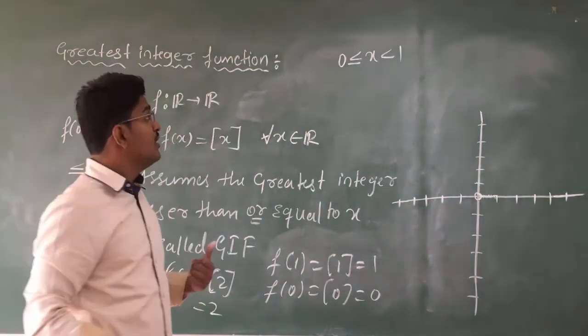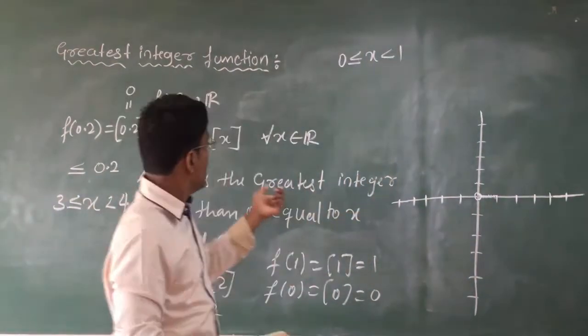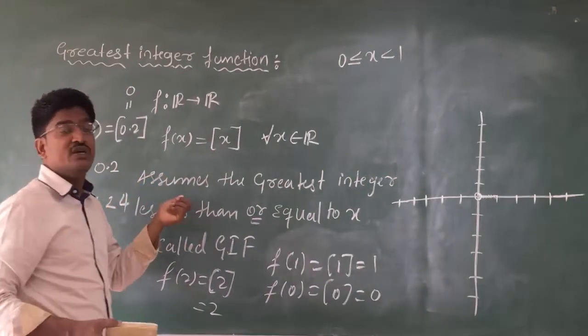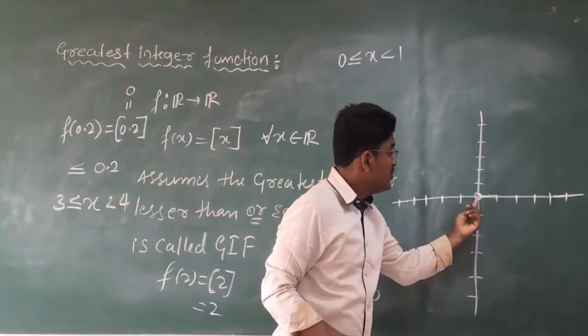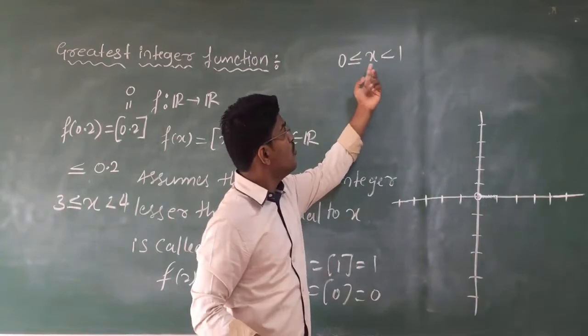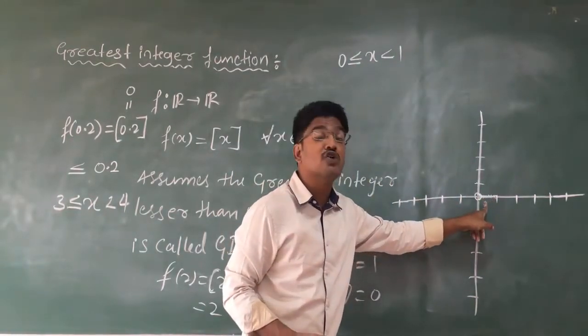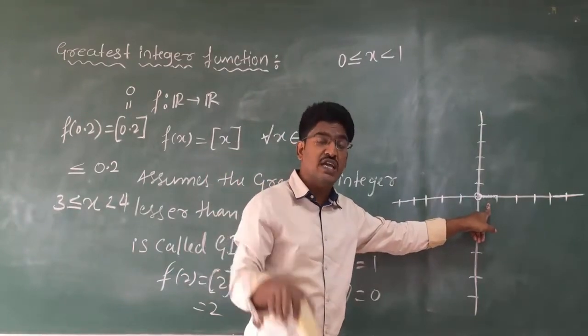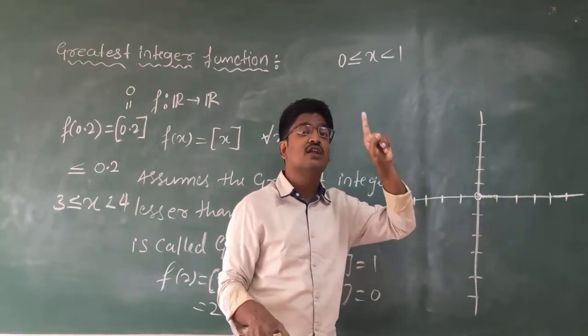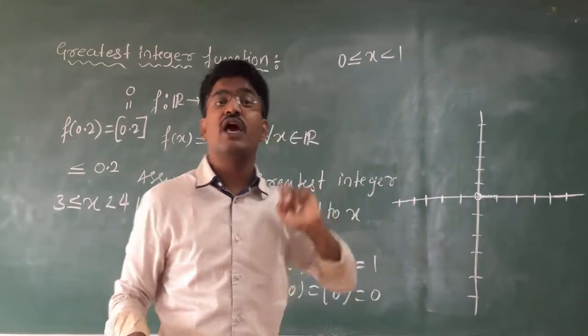If you put any integer in this function, the same thing will be the output. That's why while drawing the graph or while defining the definition, we say 0 is included but 1 is not. That means we are taking every number in between 0 to 1 where 0 is included but 1 is not included. Are you clear?